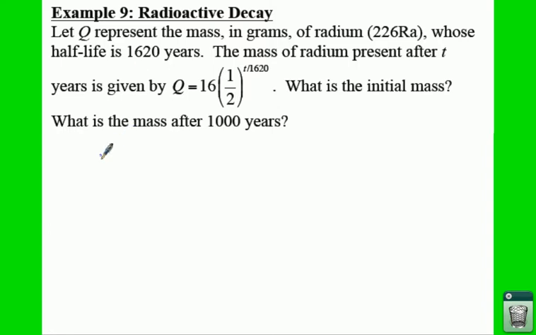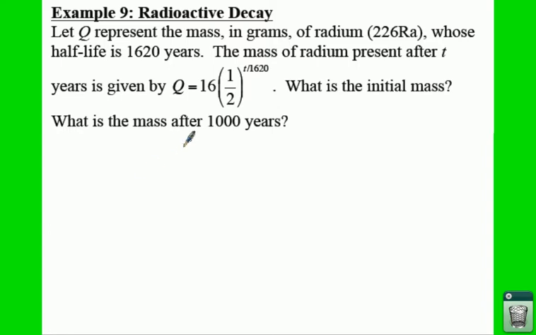But what we're going to do is let Q represent the mass in grams of radium 226, whose half-life is 1,620 years, and the mass of radium present after t years is given by this equation: Q equals 16 times 1/2 to the power of t divided by 1620.